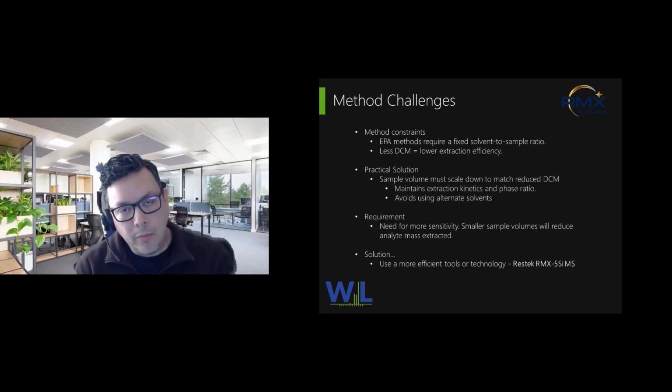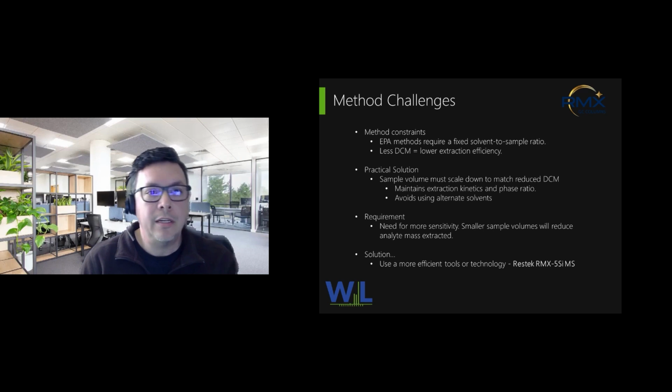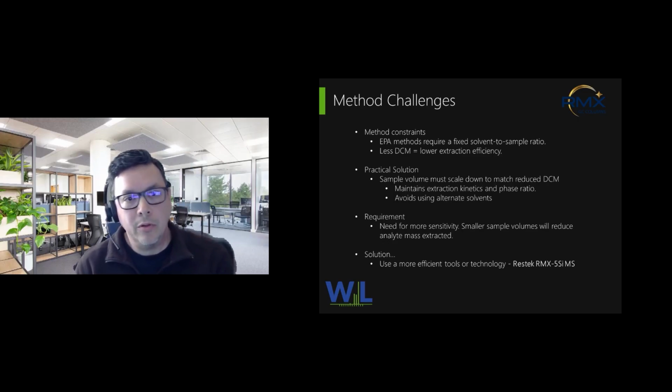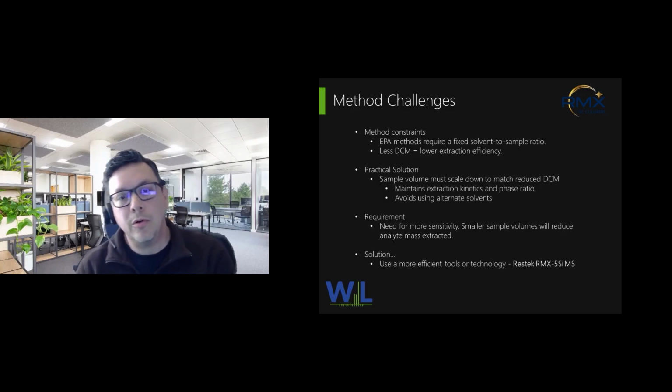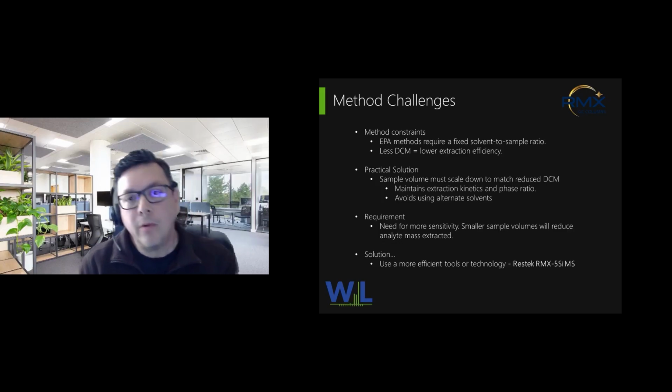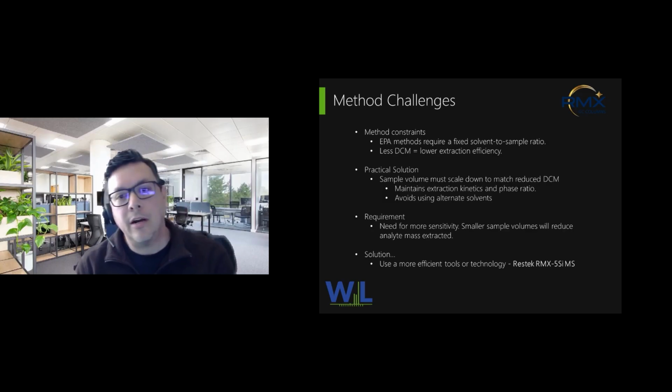But the requirement of this, if this is done, is that we're going to need more sensitivity. Because we're extracting with less methylene chloride, the sample volume will be reduced, and then the analyte mass will be reduced as well. So you're going to need a lot more sensitivity. The solution for this is using a more efficient tool or technology, something that lets you see a lot lower than what you're looking at right now. And this would be the Restek RMX column.